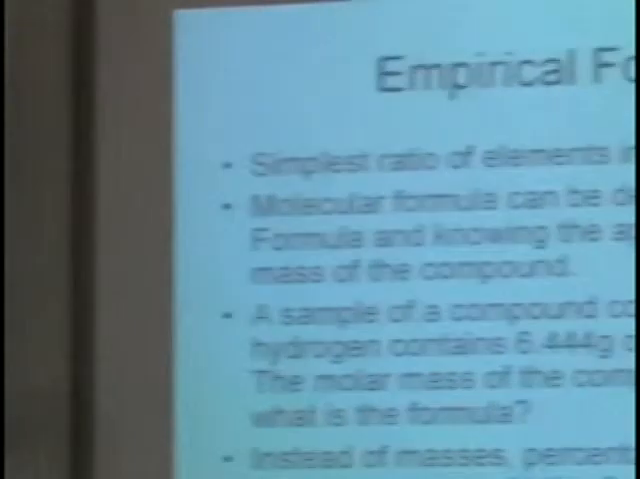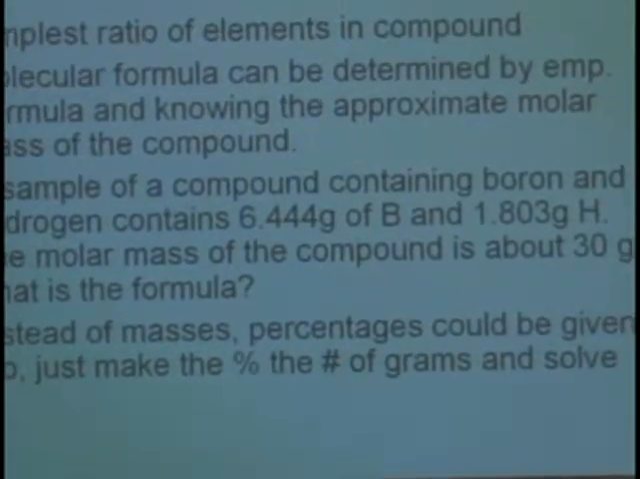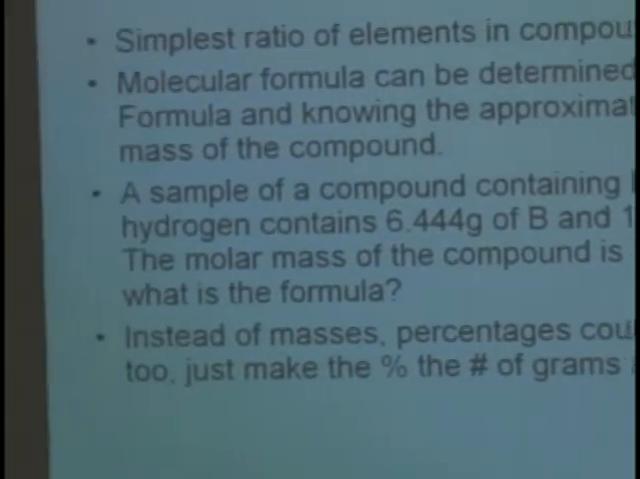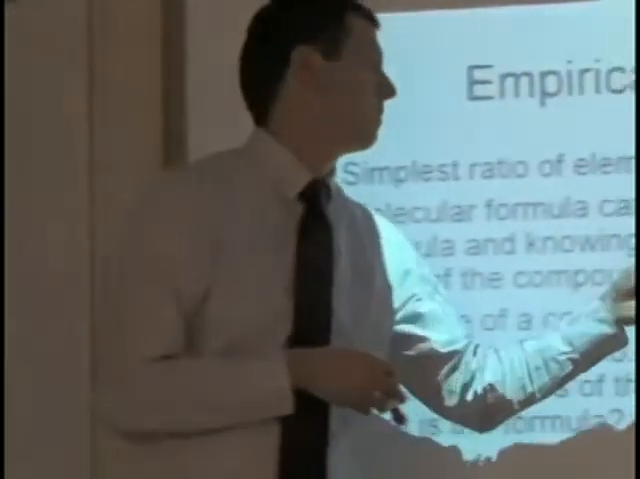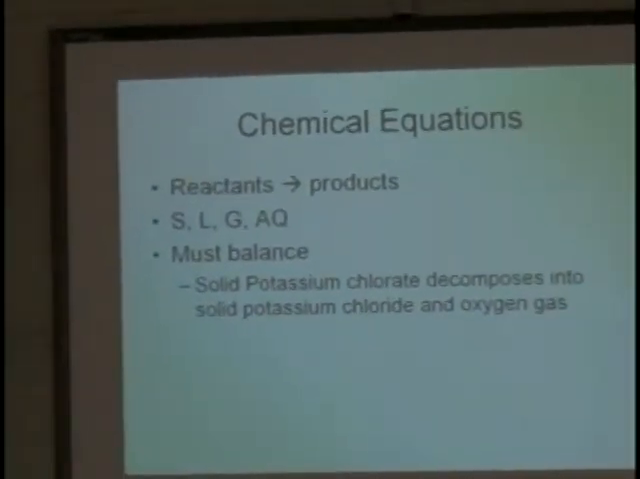Moving on. Last thing I guess to note here is that instead of masses, we could give you percentages as well. If they do give you percentages within a problem, just treat it like grams. So if it was 42% of boron, then say 42 grams, and then 58% of hydrogen, 58 grams, and you can go from there.